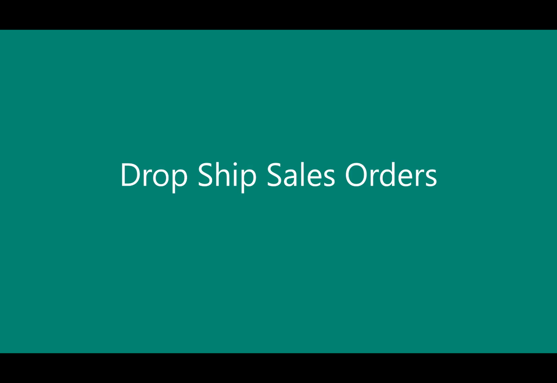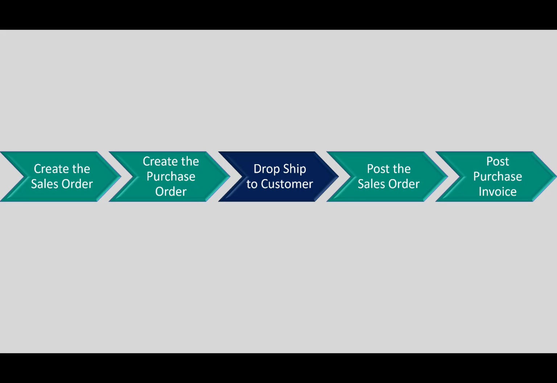This scenario will demonstrate the dropship sales order process in Dynamics 365 Business Central. We'll begin by creating the sales order. Then, as a result, we'll create the purchase order. There'll be an intermediary stop that you may not see in the software. That's just to drop ship to the customer. But then we'll post the sales order and then we'll post that purchase invoice.